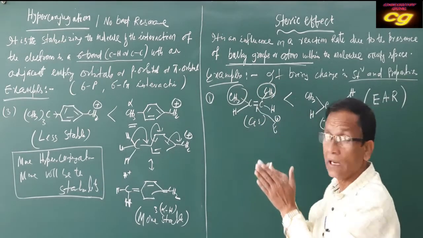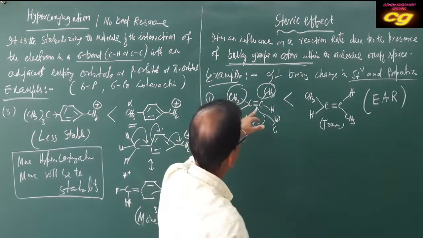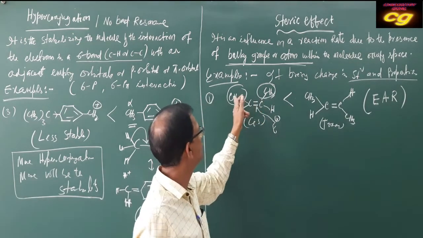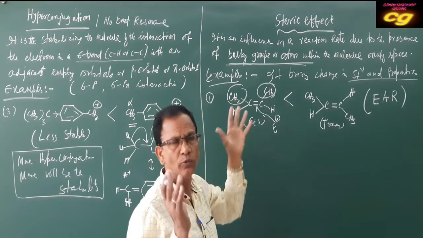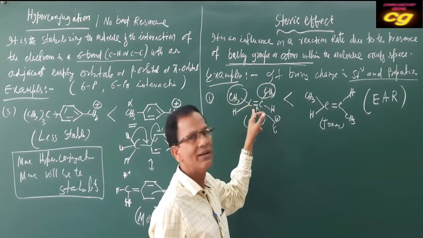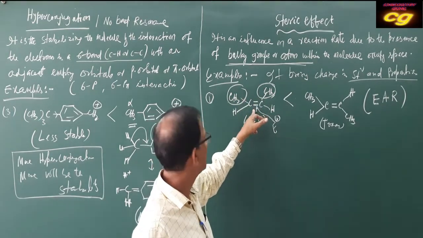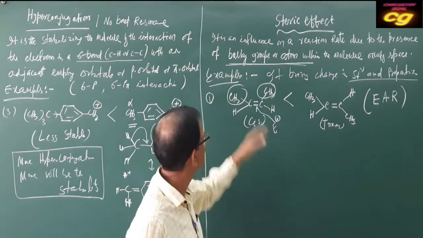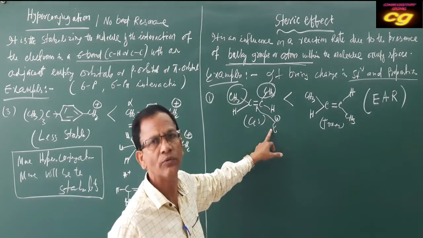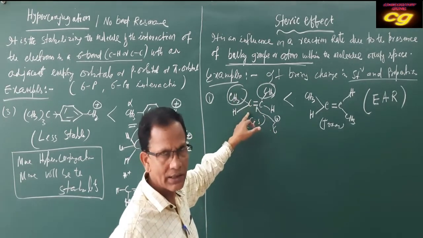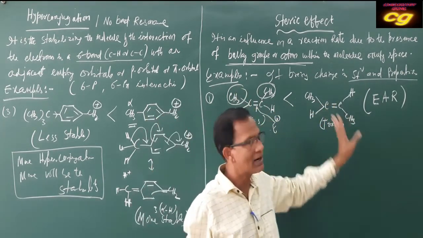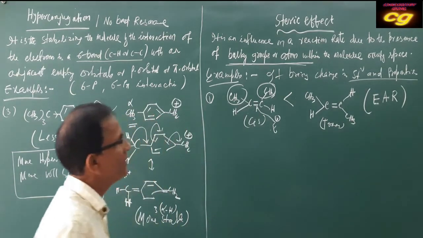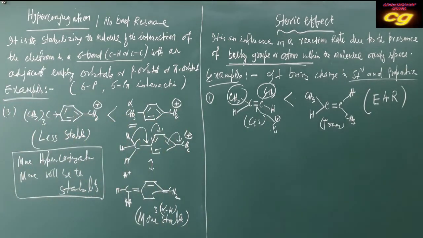It cannot allow this pi bond to be attacked freely because of the large atom groups available on the reactive side. During attack, the bulkier groups are on the attacking side. It does not allow the electrophile to attack. That's why cis alkene is less reactive than trans alkene. This is a very important thing related to the attacking in electrophilic addition reactions.